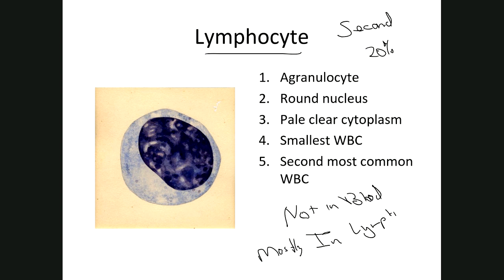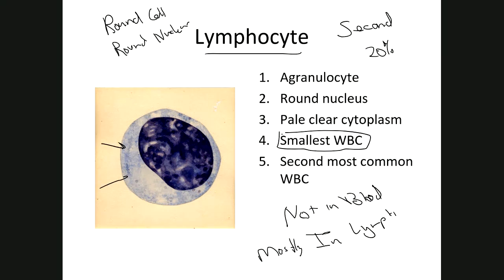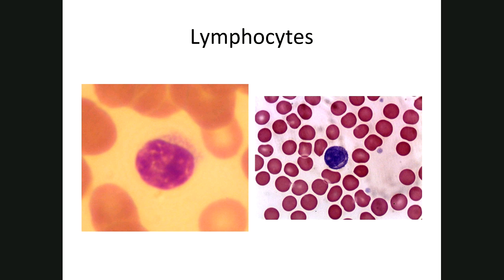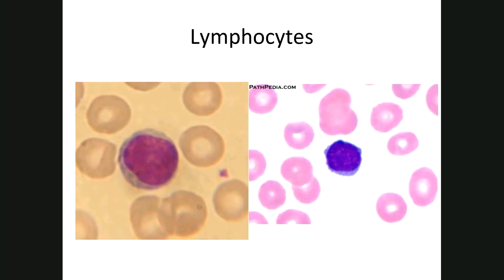Well, these are the smallest of the white blood cells. So they're going to be about the same size as a red blood cell. And the easiest way to remember these is they're a round cell with a round nucleus. They're the only ones that are like that. Now in this picture, you can see a lot of cytoplasm, but usually there's only a little bit of cytoplasm. The nucleus takes up almost the whole cell. So if you look at lymphocytes, here they are. Look, round cell, round nucleus, and only a little bit of cytoplasm. Make sense? Can everybody recognize lymphocytes?